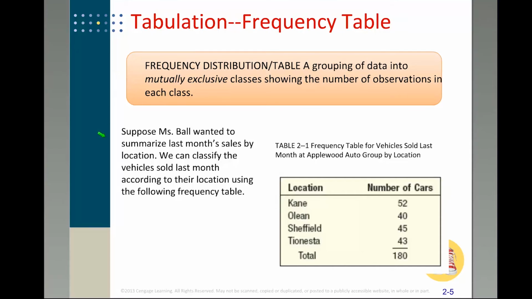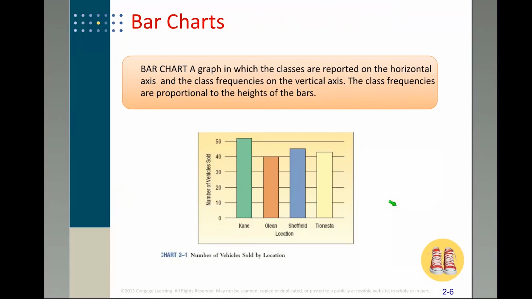Okay, so suppose Miss Ball wanted to summarize last month's sales by location. We can classify the vehicles sold last month according to their location using the following frequency table. So this is a very simple frequency table. Basically, you list the 4 locations and you also put the total number of cars sold in each location last month. That's a frequency table. Okay, it is also one type of tabulation we usually say.